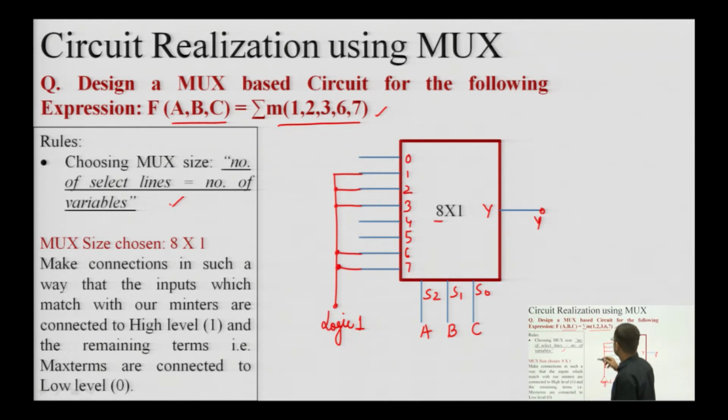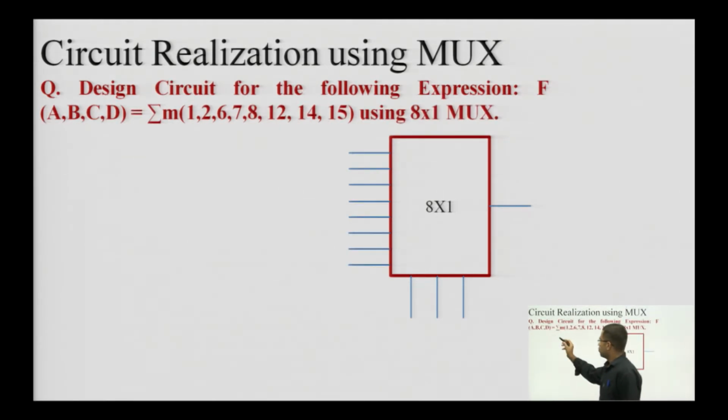Similarly, the remaining terms, that is 0, 4 and 5, they can be connected to logic 0. Okay. So, this is the simplest realization of a 3 variable problem using an 8 cross 1 multiplexer. Similarly, I can realize a 4 variable problem using a 16 cross 1 multiplexer. Okay. So, this is a 4 variable problem for which I am provided with the minterms.